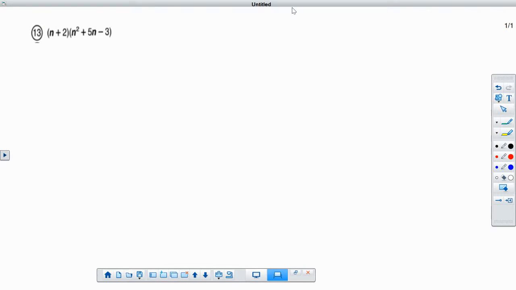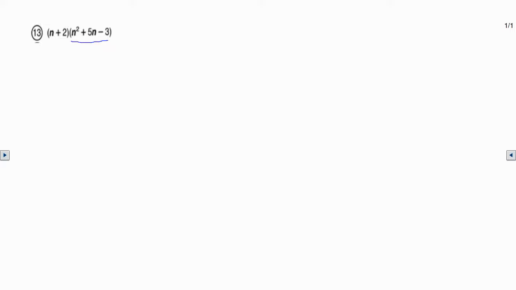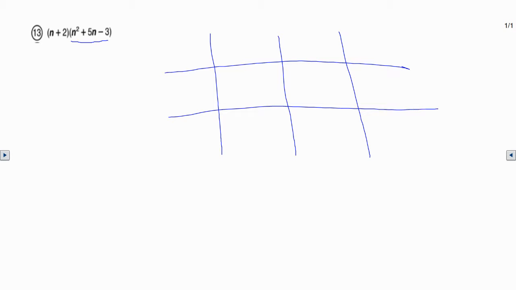Here's an overview of how to multiply polynomials. This is example 13 from the worksheet. Because my largest expression here, my largest set of terms, has three terms, I'm going to make three vertical lines. The n plus 2 is just two terms, so I'm going to do two horizontal. I'm going to put the one with 3 up at the top.